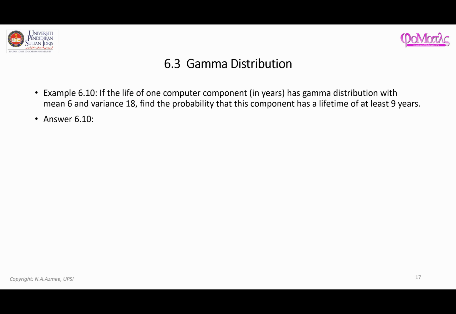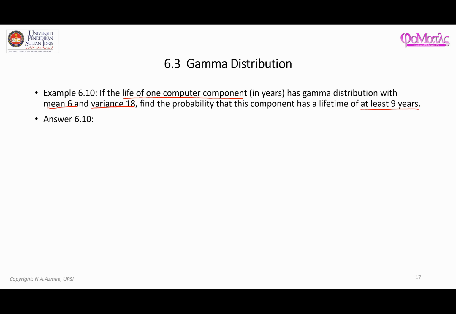In this video, I'm going to give a simple example of how you can apply the gamma distribution to solve a problem. The life of one computer component in years has a gamma distribution with mean 6 and variance 18. Find the probability that this component has a lifetime of at least 9 years.